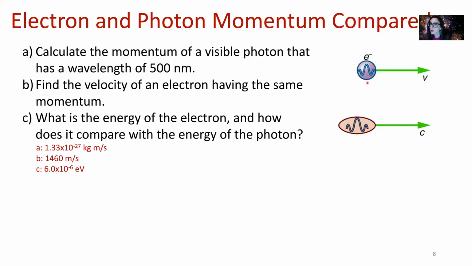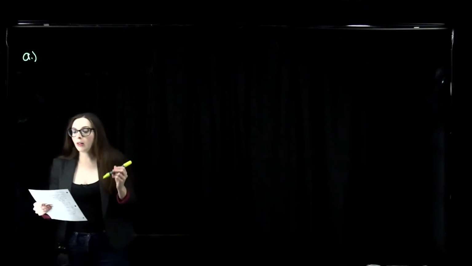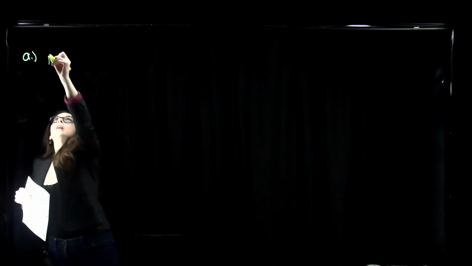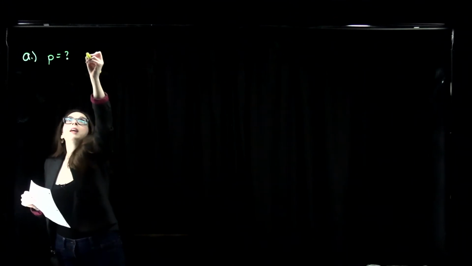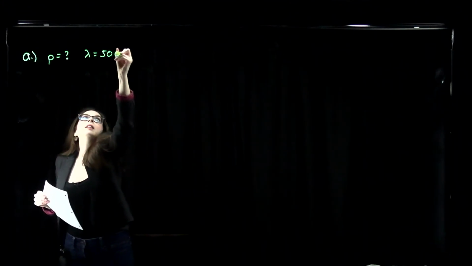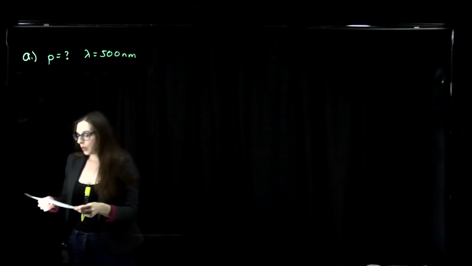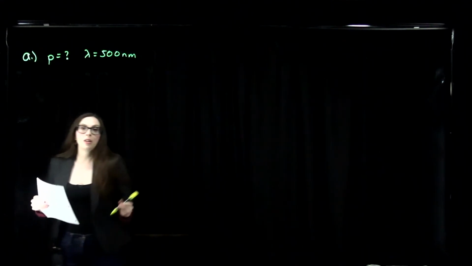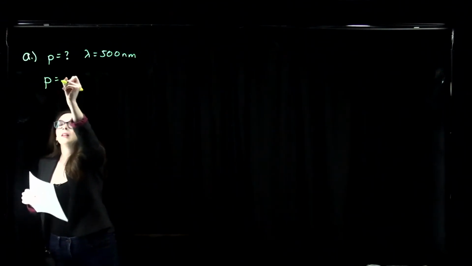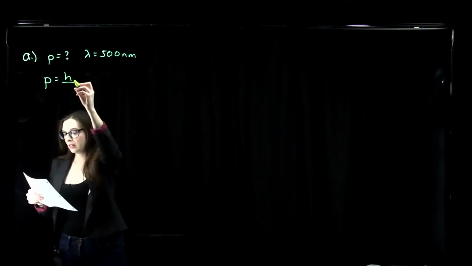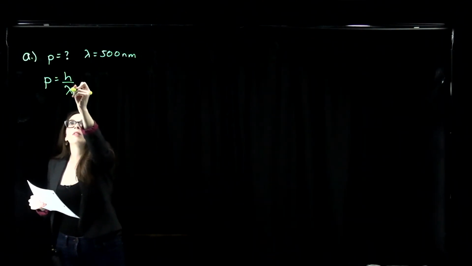Now we're going to walk through a problem where we compare the momentum of an electron to the momentum of a photon. For the first part of this problem, calculate the momentum, P equals question mark, of a visible photon that has a wavelength of 500 nanometers. Okay, so the momentum of a photon, the equation to give us that, P is equal to h, our Planck constant, divided by the wavelength of the photon.